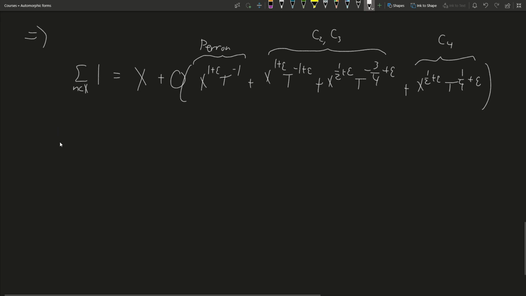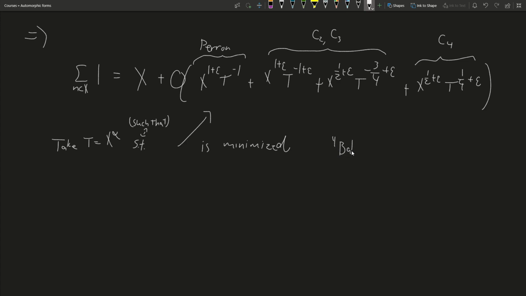So we're going to take t to be x to the alpha, s.t., such that. When I write s.t., this means such that. This is an abbreviation I'm going to use quite often. So we can take t to be some power of x such that this is minimized. And how do we do this? This is called balancing error terms.